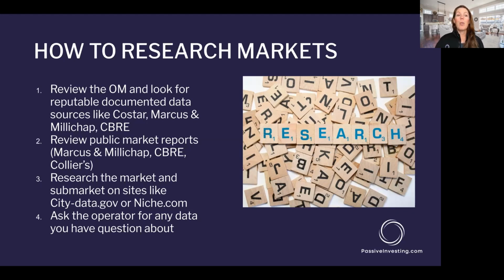You can also look for reputable documented data that's referenced in the OMs, but also online from places like CoStar, Marcus & Millichap, and CBRE, who put out market reports. Those are all public data. Now, data, guys, is about 1.5 to 2 years behind our year. So if you're looking for 2023 market data, you're probably only going to get 2021 data. Things move a little bit slower. So if you need 2023 data, you're going to have to call local real estate agents more than likely in order to get immediate market trends.